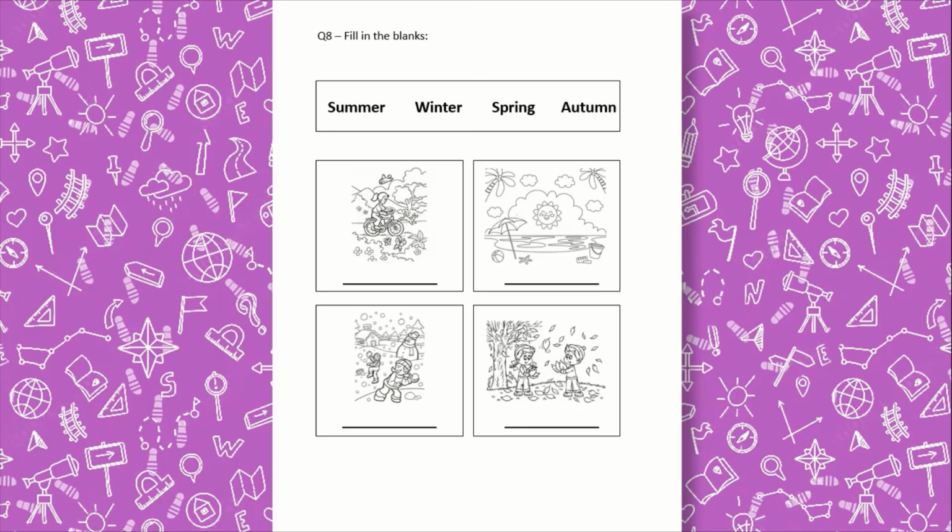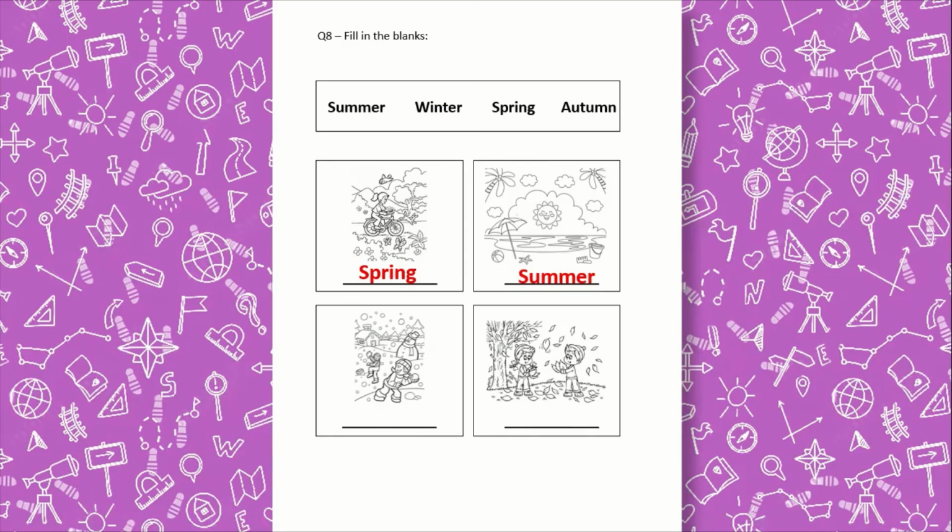First, I see a picture of flowers and biking and nice weather. Which season is this? Summer, winter, spring, or autumn? It is spring. Correct. Next, I see a beach and a very big sun, which means it's hot. When do I go to the beach? In summer. Summer is very hot.